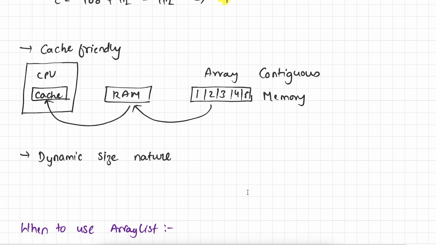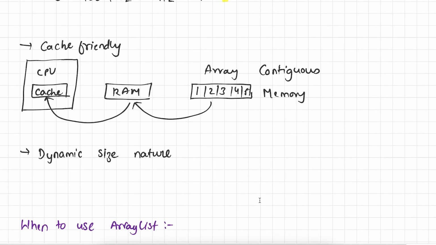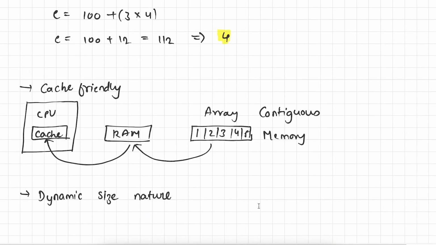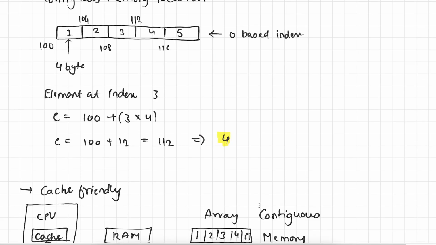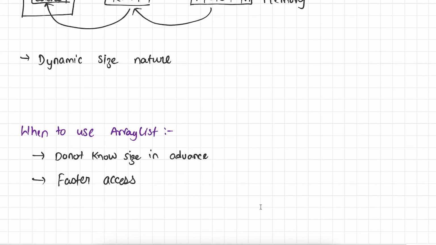Now the third important advantage of using ArrayList is its dynamic size nature. We already know that an ArrayList can simply grow and shrink in size, so we do not have to worry about whether the array gets full or not. So these are the three major advantages of ArrayList. Now you might be wondering when to use ArrayList. There are two general rules. The first one is, let's say you do not know the size of the array in advance. In those cases you can use ArrayList.